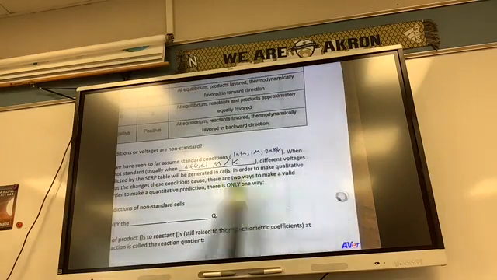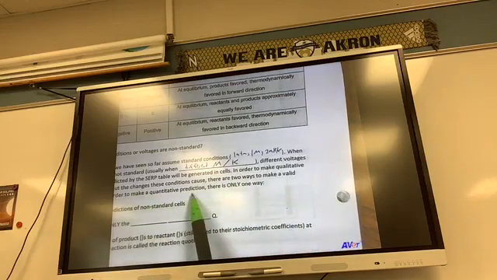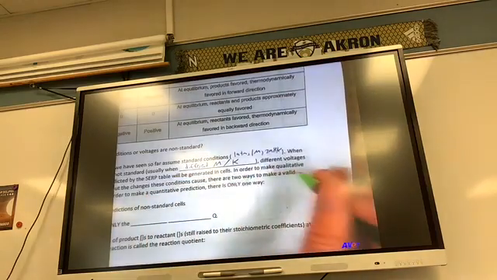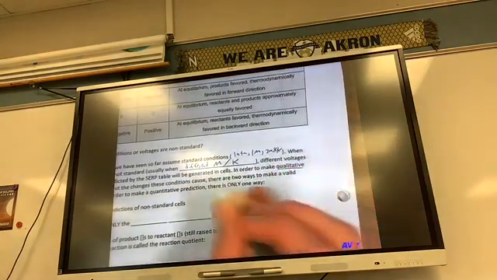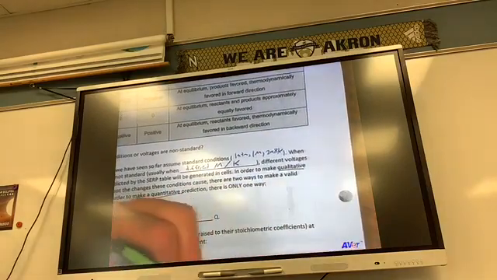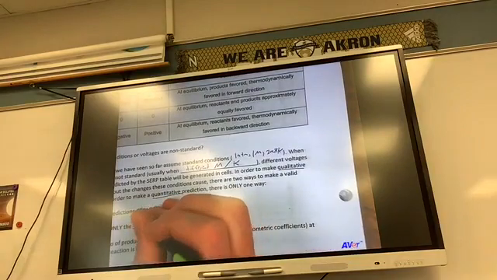In order to make qualitative predictions about the changes these conditions cause, there are 2 ways to make a valid prediction. In order to make a quantitative prediction, there's only 1 way. So there are 2 ways for a qualitative and only 1 way for a quantitative. We're going to do qualitative first, using only the reaction quotient.